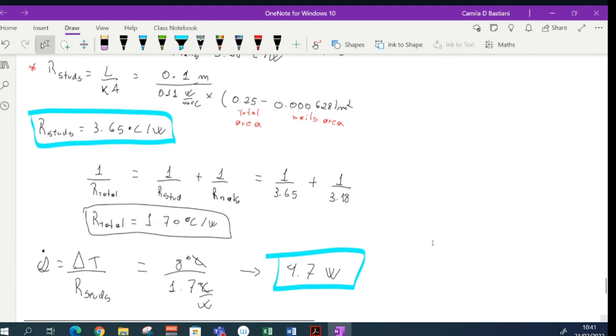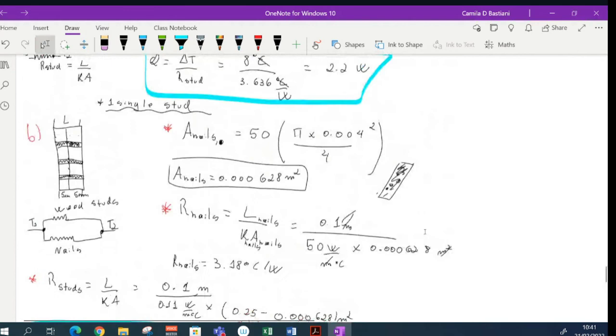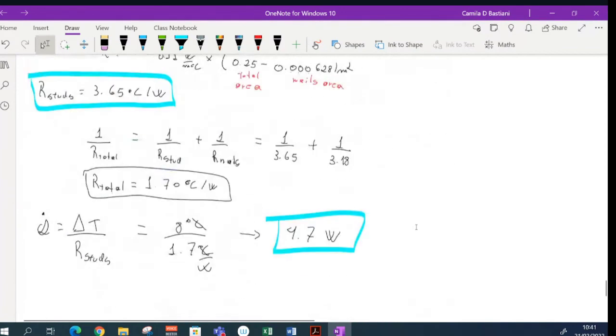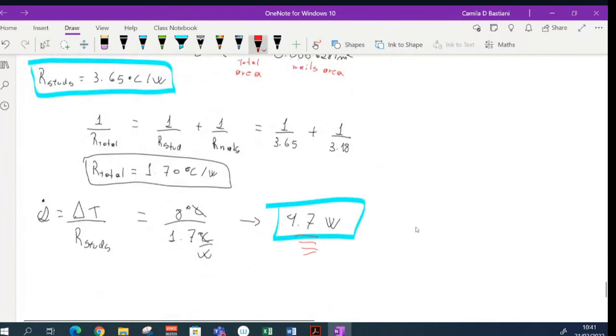When I calculated for just one single stud without being a combination, my heat rate was 2.2, right? Higher, exactly, Alex and Sunqui. If my heat transfer is higher, does it mean that's a better insulator or a worse insulator? Worse, exactly. So it means that by replacing that, I could be lowering the BER rating of my house.